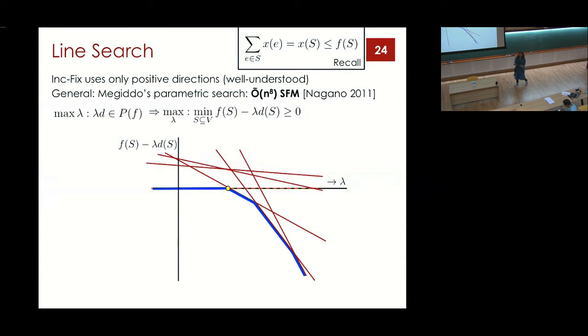So I plotted each of my constraints. I asked, how far can I increase lambda such that each of those constraints remains feasible? I want to find lambda such that the lower envelope still stays at or above zero, which tells me that the point is feasible, and I want to find that lambda.